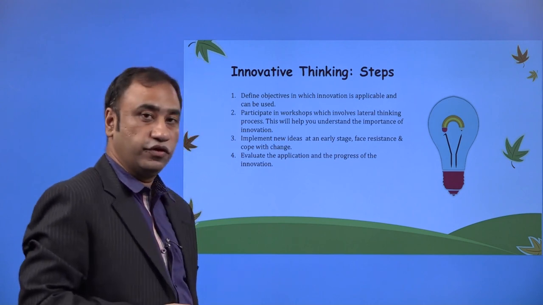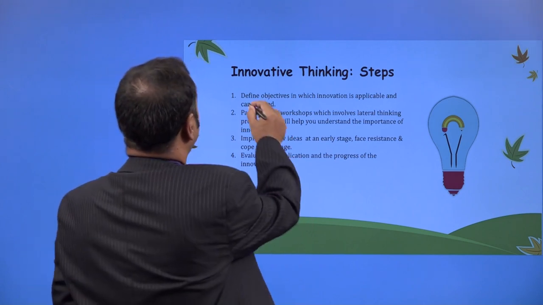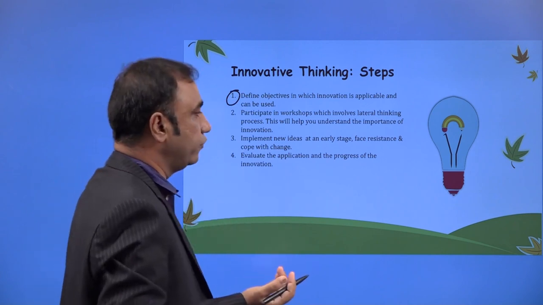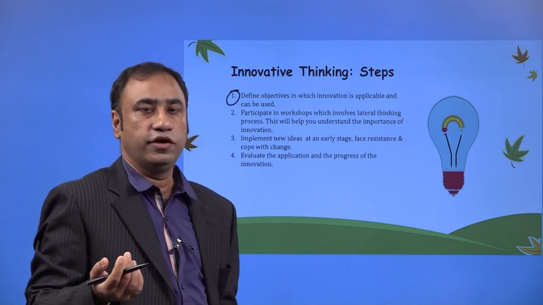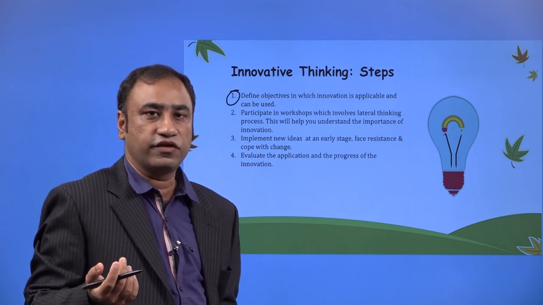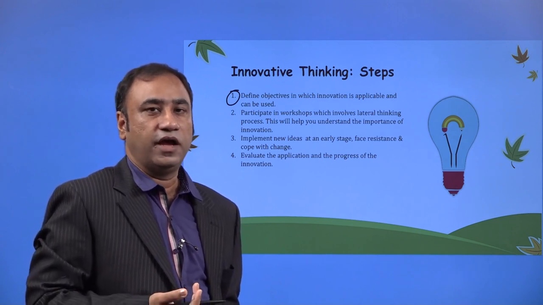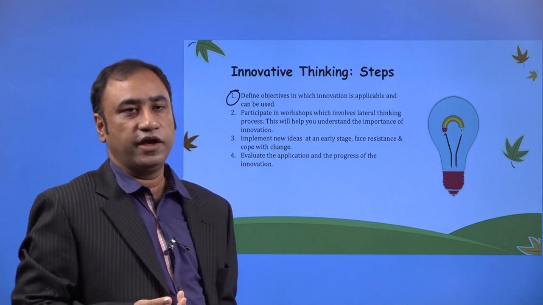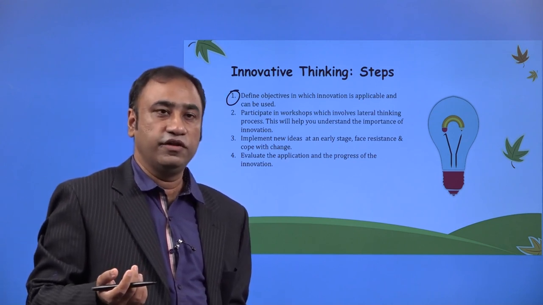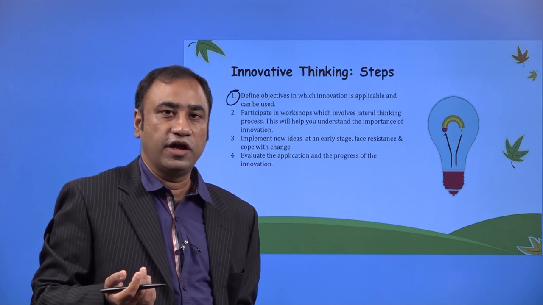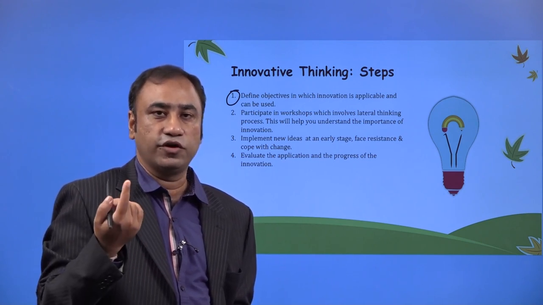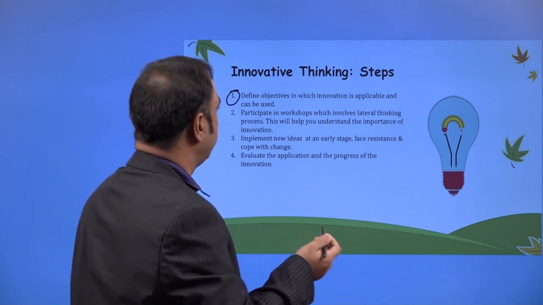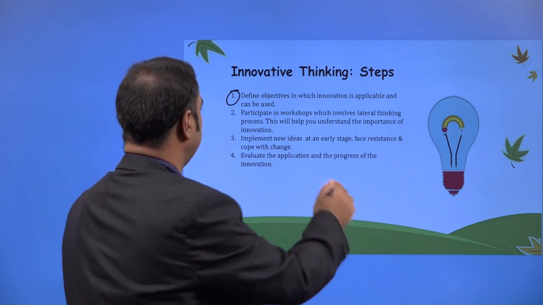So what are the steps to innovative thinking? Define objectives, very important for any innovative thinking process. What Ford did was define the objective of creating a car which can be easy to assemble and broken into different parts. What Steve Jobs did with the iPhone was solve three different problems in three different areas of the product, and make it one single product which solves these three different problems. How innovative. Okay, so the objective is to solve that.